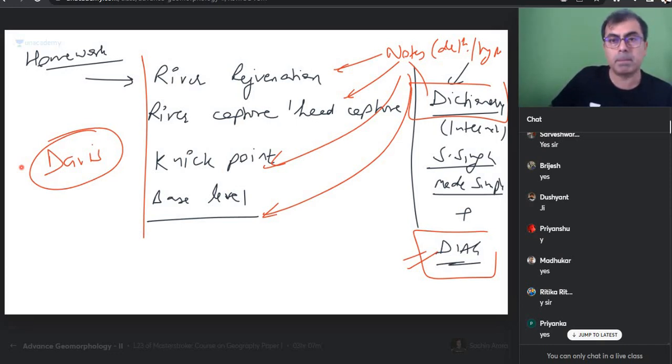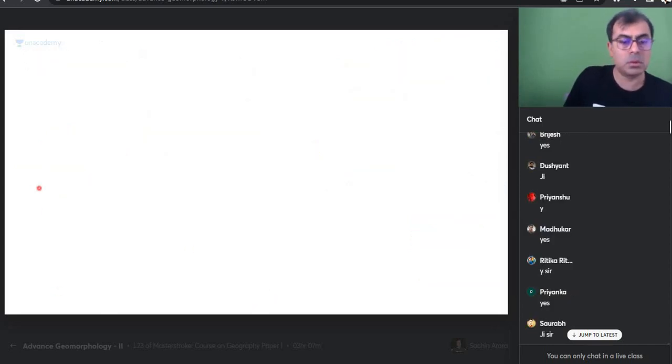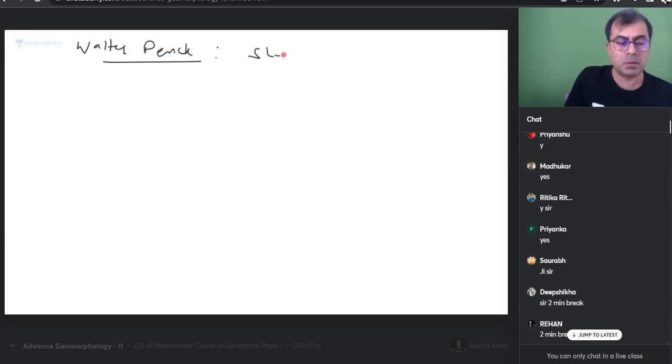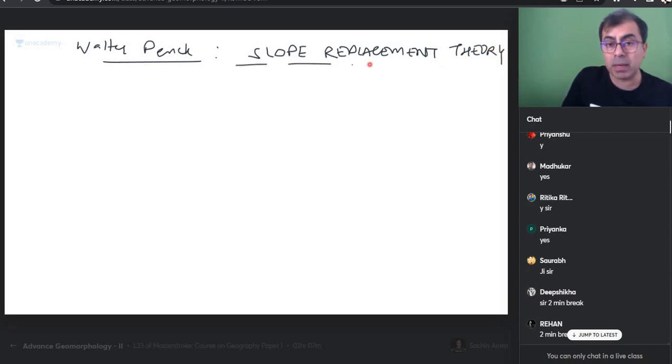Clear? आगे बढ़े. Let's come to Penck's. Walter Penck. Slope replacement. So I can understand these are theoretical things. जो भी मैंने अभी होमवर्क भी दिया है, all of them can have a short note. Everything that I'm talking about can have a short note.